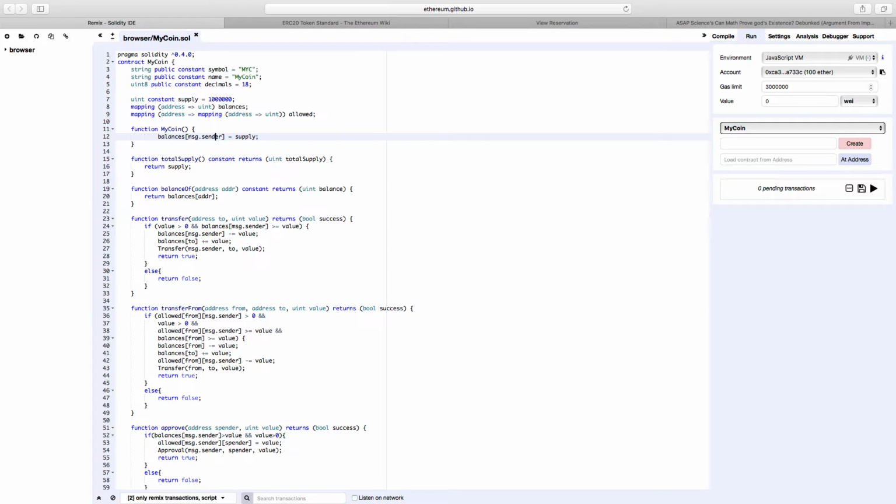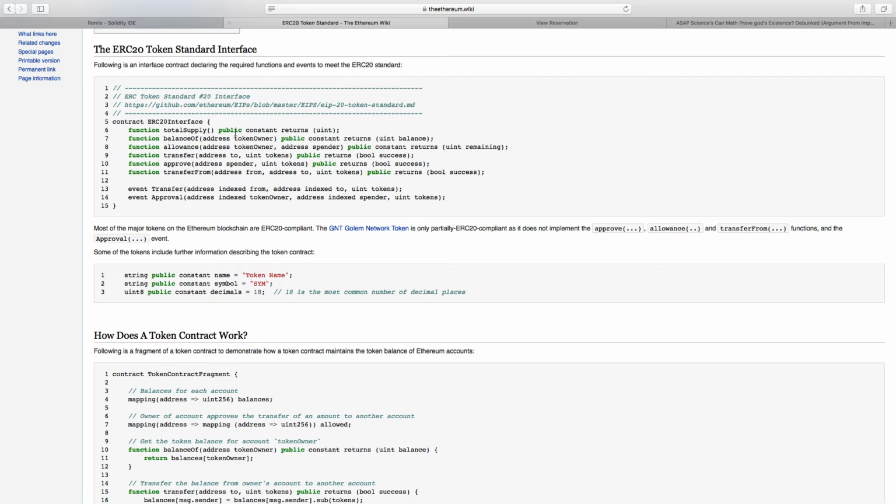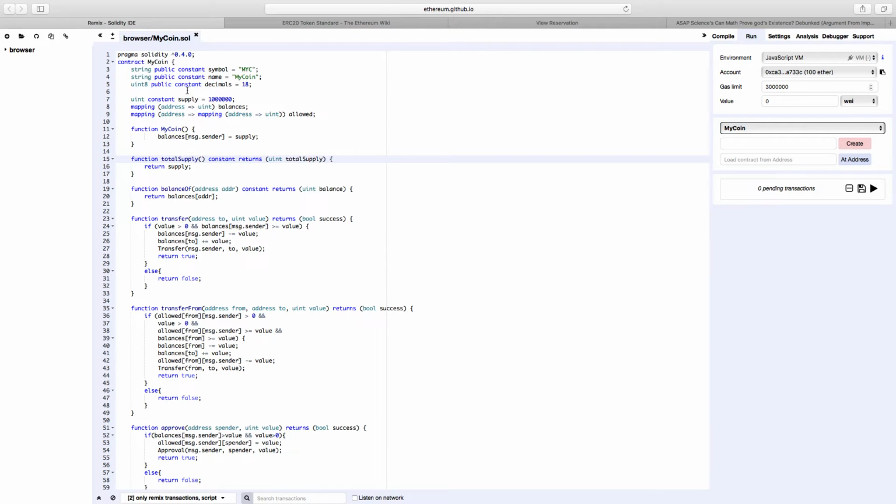The message.sender is the person who triggered the mycoin function, the constructor function. So the person who created the smart contract will have all the tokens. Now let's come to the ERC20 standard. The total supply will just return the unsigned integer supply. So if someone calls the total supply function, they can see the supply available.